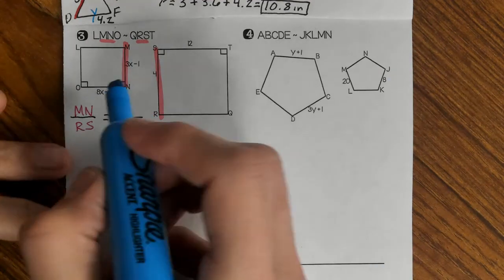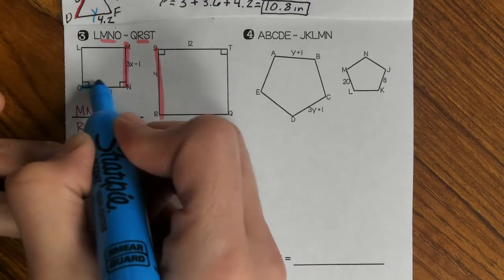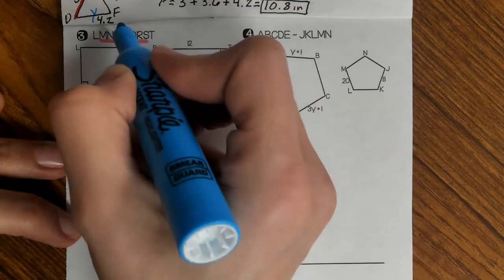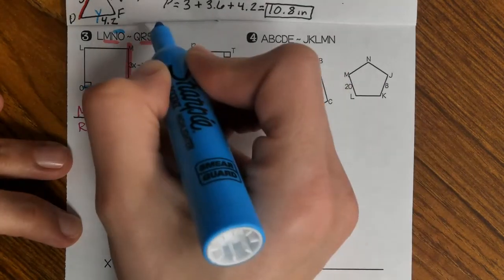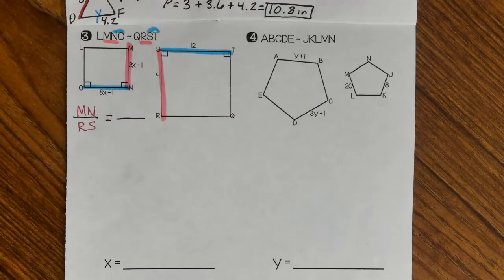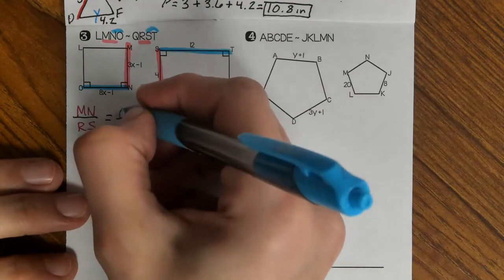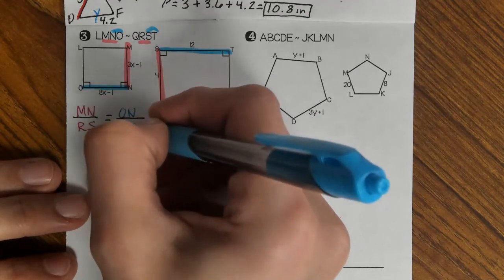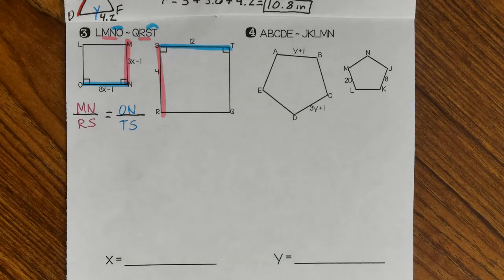And I can take a look at the other side that I'm going to need, this ON. And ON is going to correspond with TS right here. So I could put ON over TS. This just helps me realize which ones are going to go together.